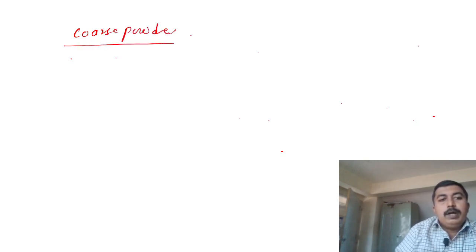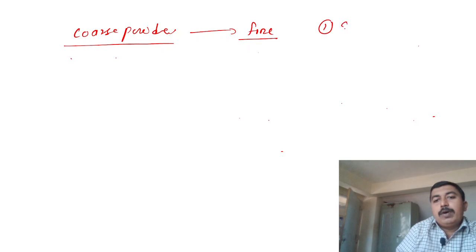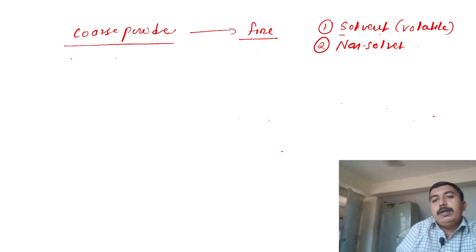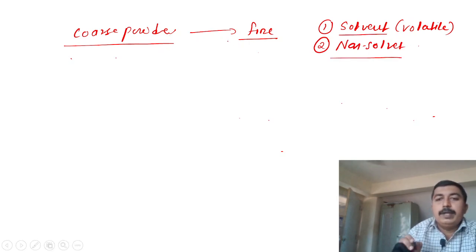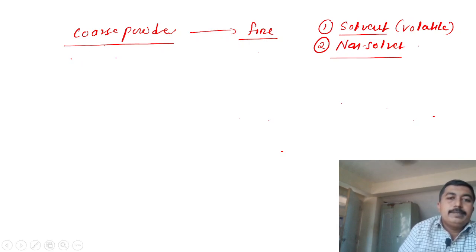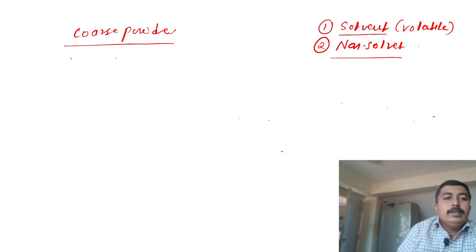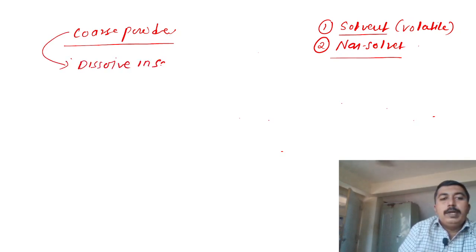In precipitation, suppose I have coarse powder. For conversion of coarse to fine, I require two liquids. The first liquid is a solvent for that particular powder, generally volatile, and the second liquid is a non-solvent. So I require two liquids for precipitation of the coarse powder into fine powder. So I have coarse powder particles, and now I have to convert them into fine powder particles. So what will I do? I will dissolve this coarse powder in the solvent first. So I will get a solution here.